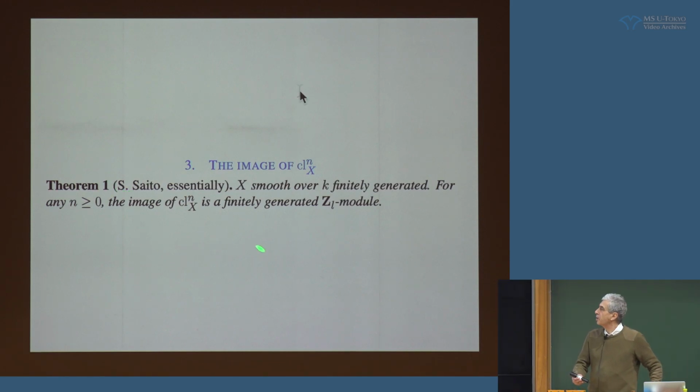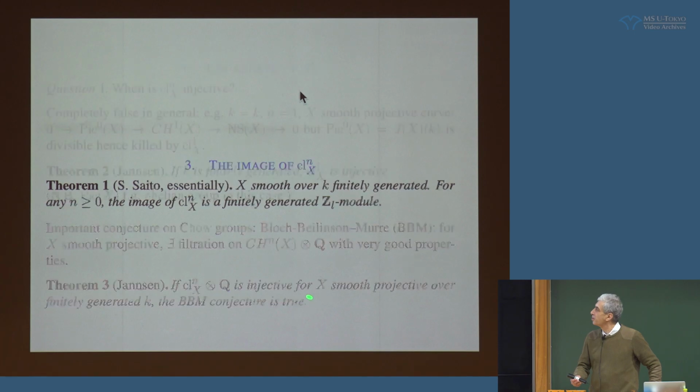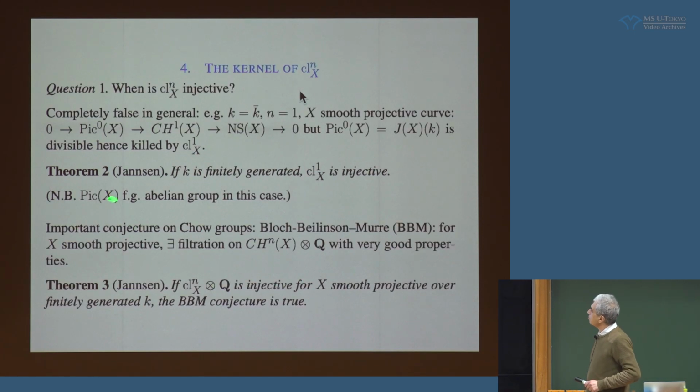Then, after understanding the image, one would like to understand the kernel. And that's the subject of the talk. So, one question is, when is the cycle class map injective? If it's injective, we are very happy because we completely detect cycles modulo rational equivalence.